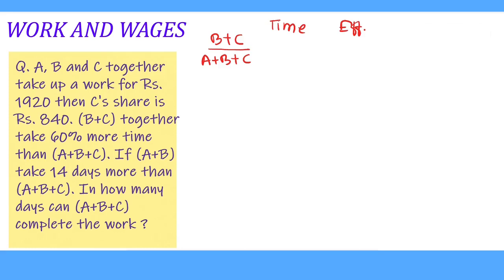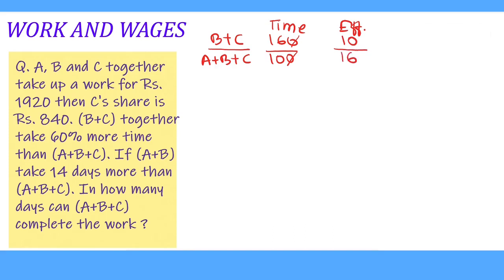So the ratio of time for B plus C to A plus B plus C: B plus C takes 60% more time than A plus B plus C for doing the work. So this will be equal to 160 upon 100. When A plus B plus C do the work in 100 days, then B plus C will do it in 160 days. We cancel 0 by 0, and the reciprocal of this will be the ratio of their efficiency. So the efficiency of B plus C together will be 10, and the efficiency of A plus B plus C together will be equal to 16.